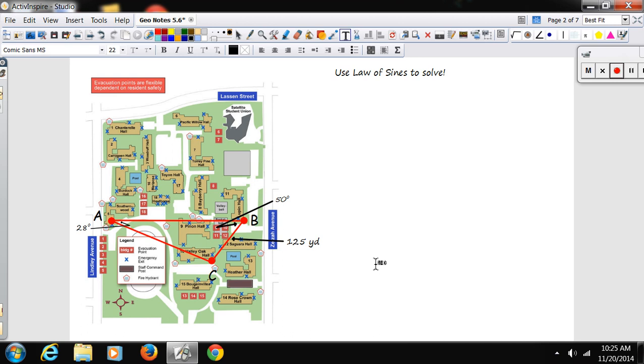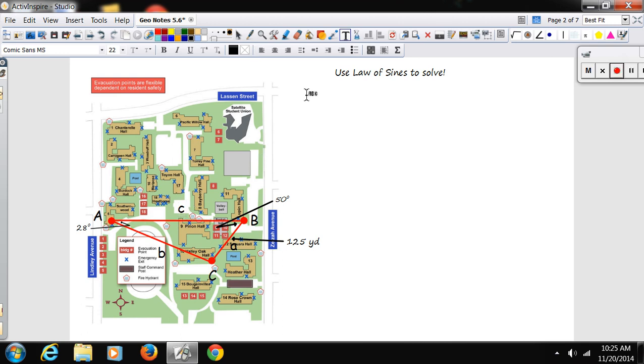Across from big A, which is 125 yards, that's going to be little a right there. Little b is down here, because it's across from angle B. Angle B opens up to side B, and then little c is across from side C. So little c is the top side.